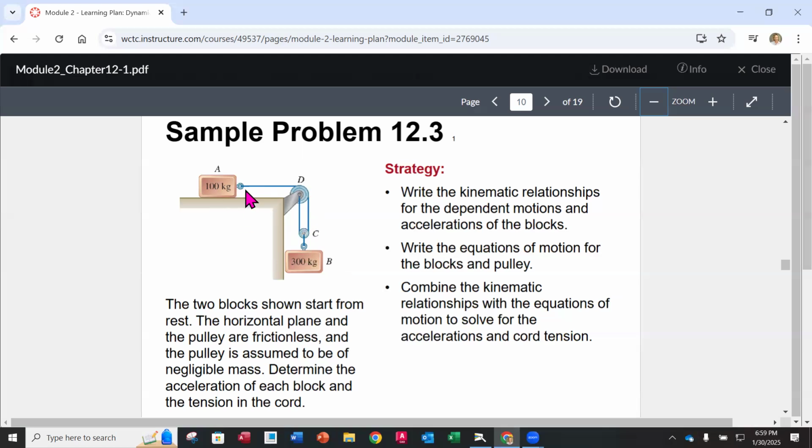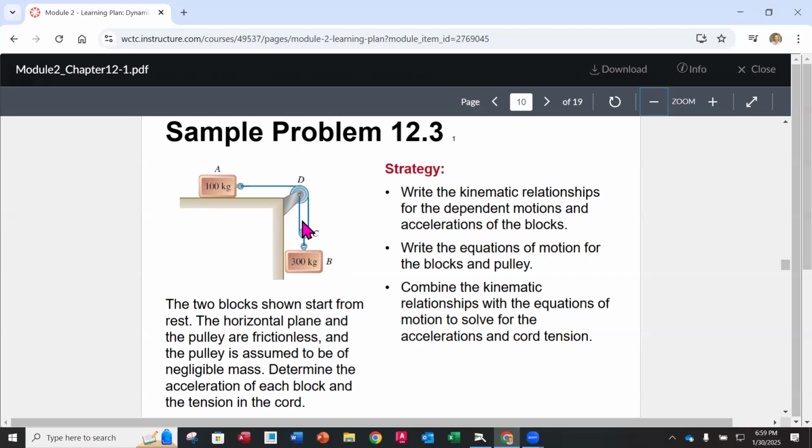And this is one of those cases where this is not a one-to-one. If this wasn't wrapped around here, it would be 1-to-1. If this was just attached right to block B, however far block A would go, block B would go. But because we have it around the pulley here, as we pull on A, we have to pull A further along, and then B is going to come up slower.